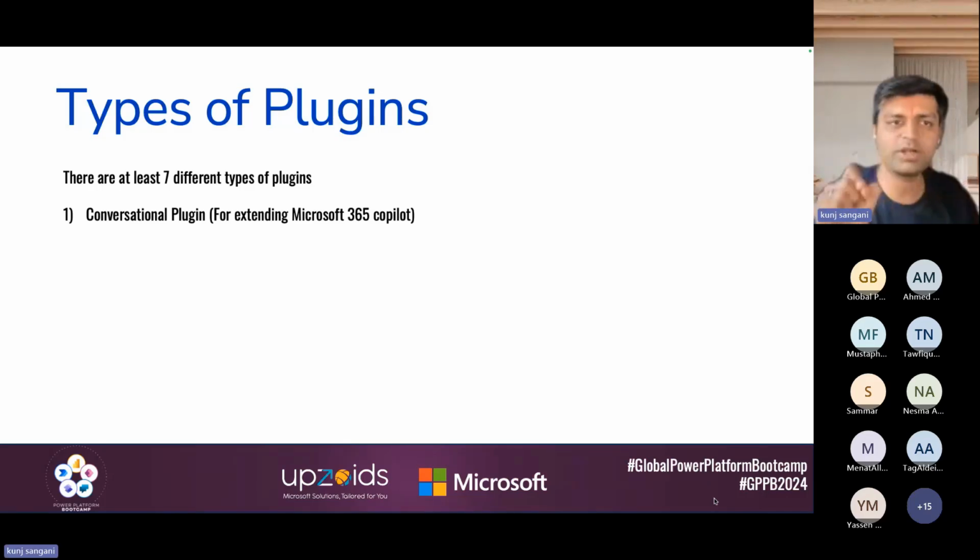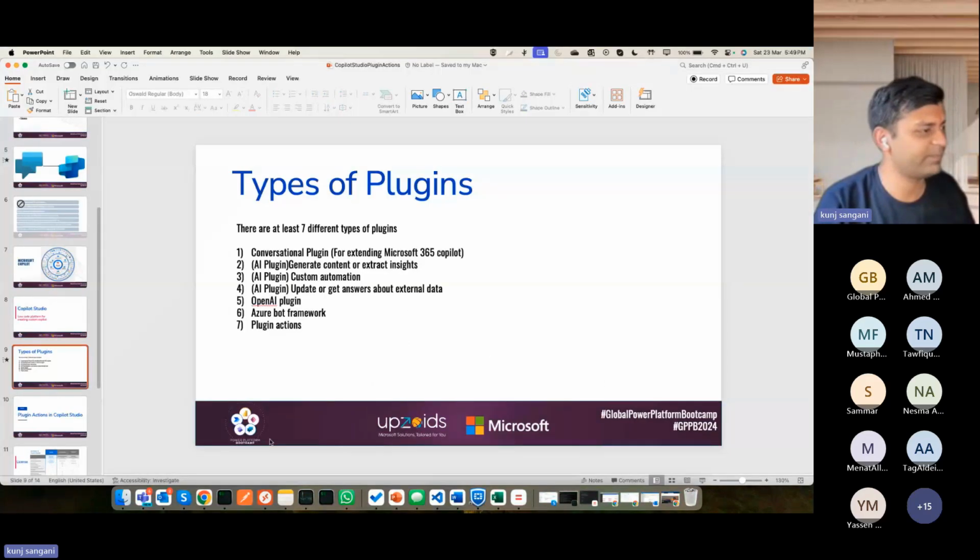This is very important if we want to extend M365 Copilot. At the beginning of the session, we understood the different types of Copilot. The first type of Copilot was Microsoft 365 Copilot. Now, to extend this Microsoft 365 Copilot, there is a plugin called the conversational plugin. How can we leverage it? I will show you how we can leverage it.